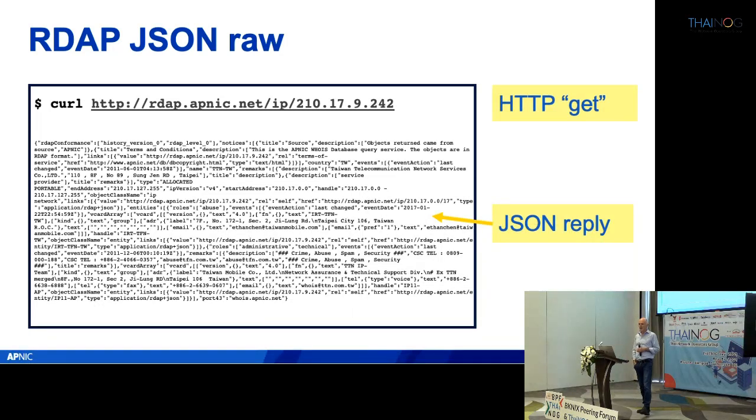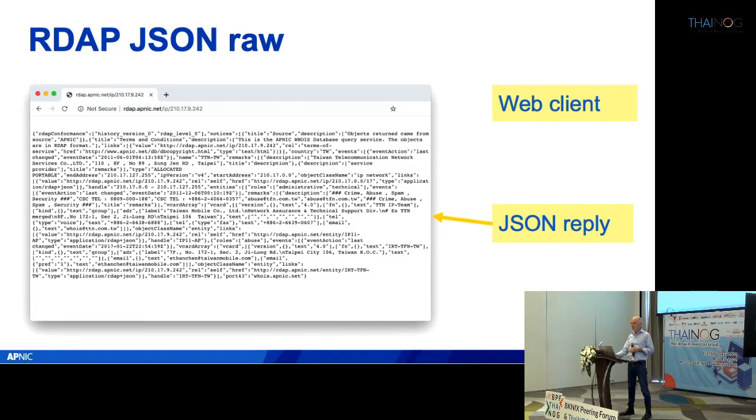What does it look like? Well, here's an HTTP GET command, which shows you at the top an RDAP query as a URL. This is actually the same query as I sent to the Whois server before. It's a query for an IP address which happens to be 210.17.9.244. What you get back looks like a blob here, but it's actually very structured. That's a blob of text in JSON, which is the answer to that query.